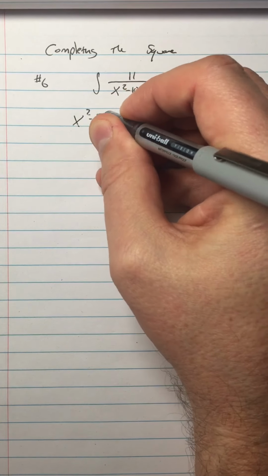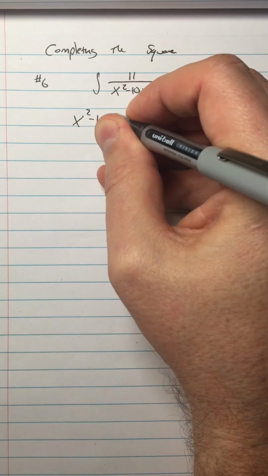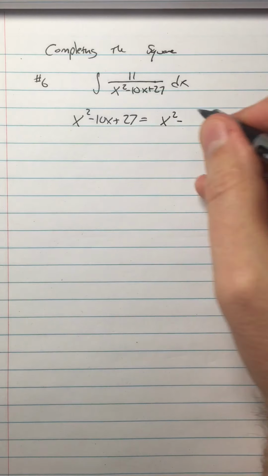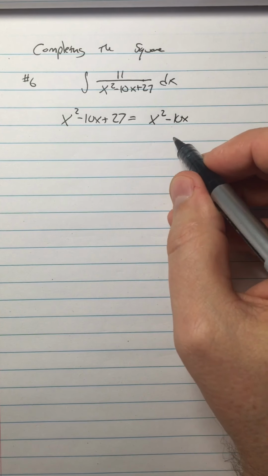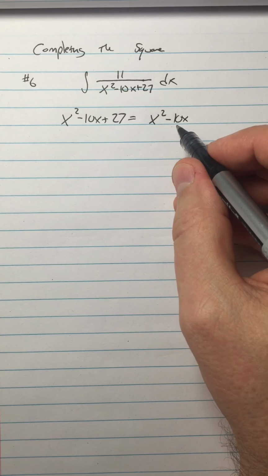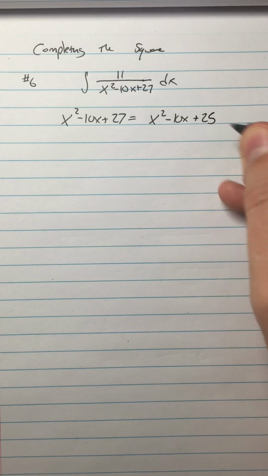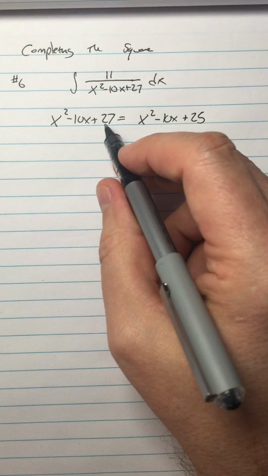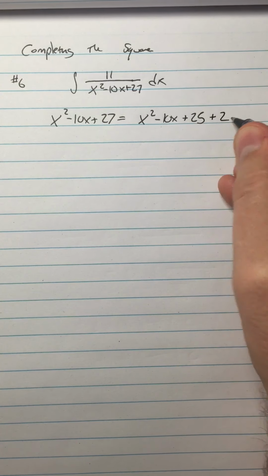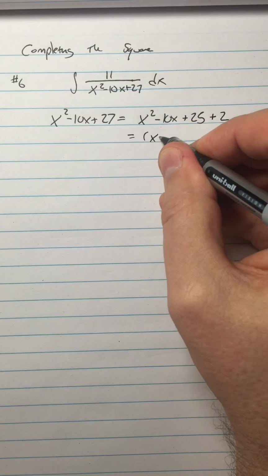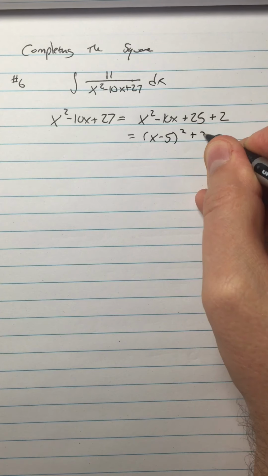So you have x squared minus 10x plus 27 equals x squared minus... I'm going to look at x squared minus 10x and say, okay, what's half of negative 10? It's negative 5. Square it, I get 25. So I need that to be plus 25. And then I just say, what do I need to make up the 27? I need another 2. And then I can write this part as x minus 5 squared plus 2.